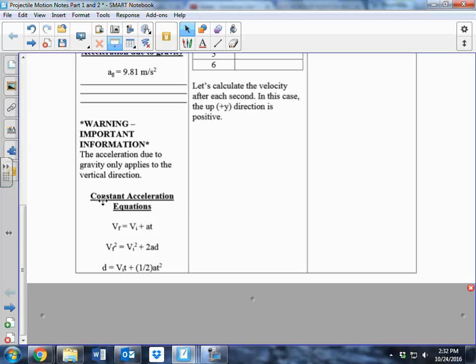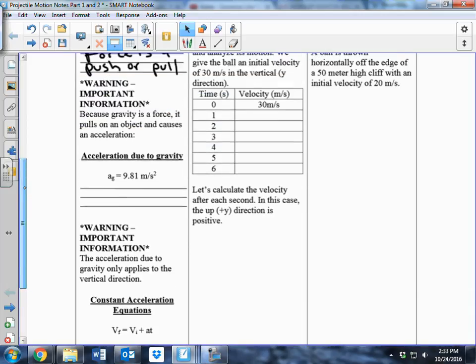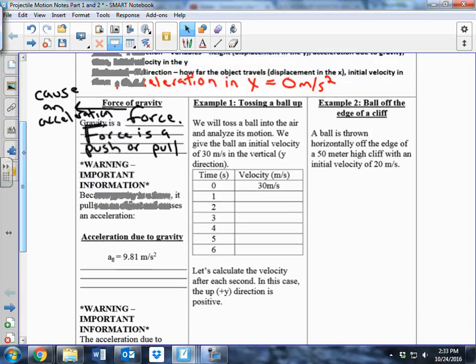So we have our final velocity equals initial velocity plus acceleration times time, or our final velocity squared equals our initial velocity squared plus 2 times acceleration times distance, or distance equals initial velocity times time plus acceleration times time squared divided by 2. In this case, the best way for me to really teach you is to walk you through examples. If you get stuck or if I'm going too fast, just slow down the video and replay it.